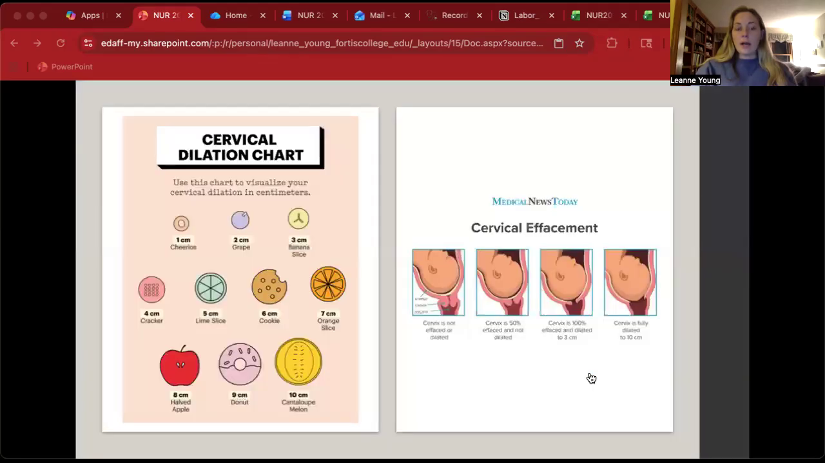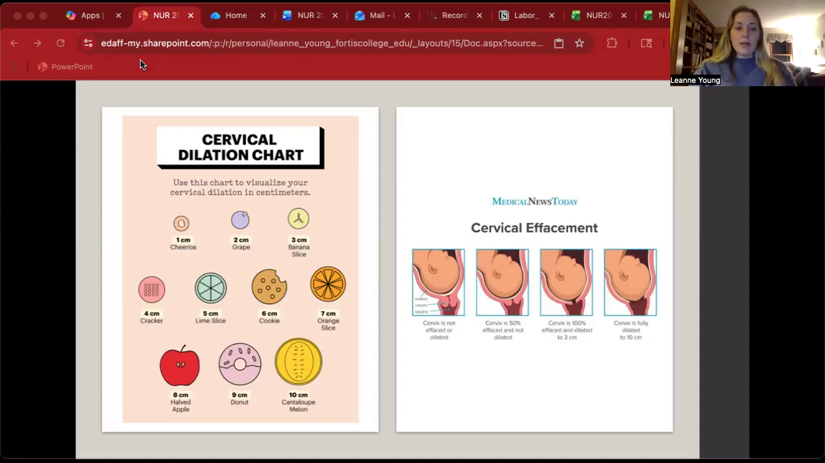This picture here, I love. I love these pictures. So we have on our left here the cervical dilation chart. This chart is going to be awesome to help visualize the cervical dilation within centimeters. It shows you 1 centimeter to 10 centimeters of dilation and compares it to an orange slice, cantaloupe melon, donut. So that's really good to see how big that cervical opening will get during labor and how big it needs to get in order for the baby to safely deliver.